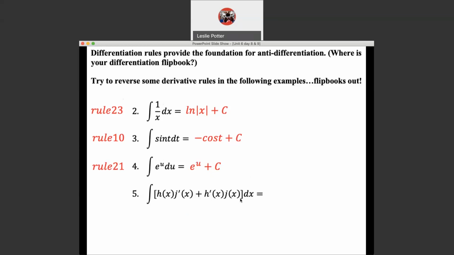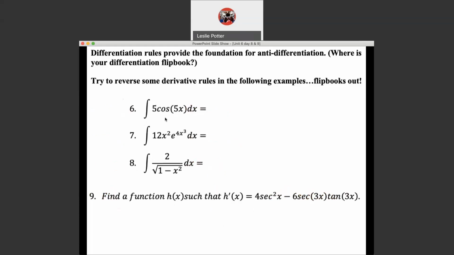So number 5 should be a familiar pattern. It's a rule 2. So we're trying to find the antiderivative of h of x times j prime of x plus h prime of x times j of x. And so that unique pattern is a product rule. So the antiderivative then must be h of x times j of x plus c. So differentiating this, you need the product rule in order to express the derivative.